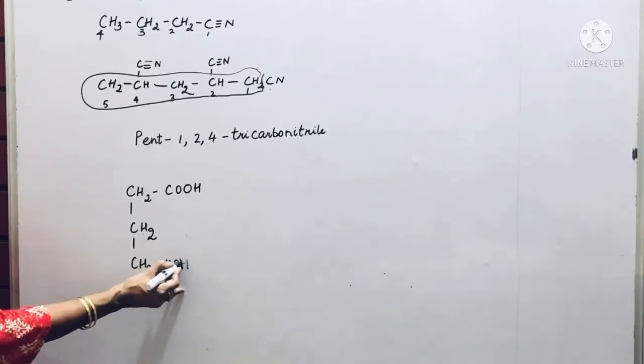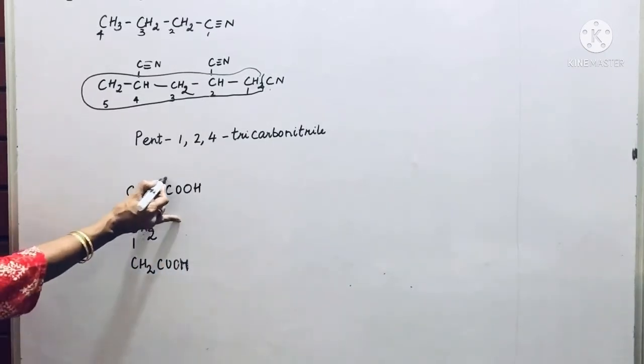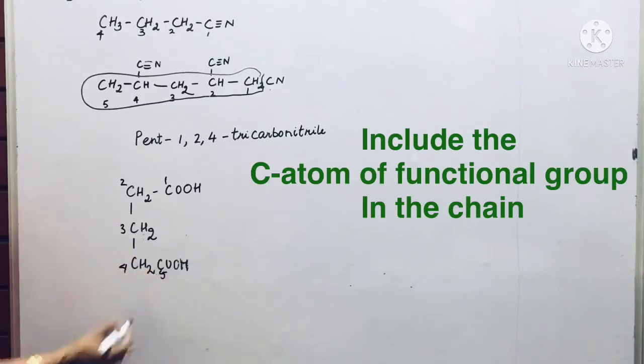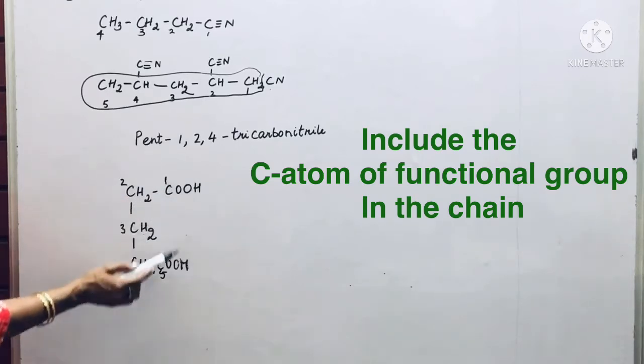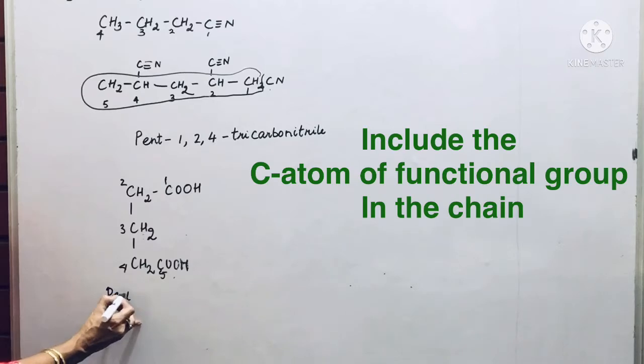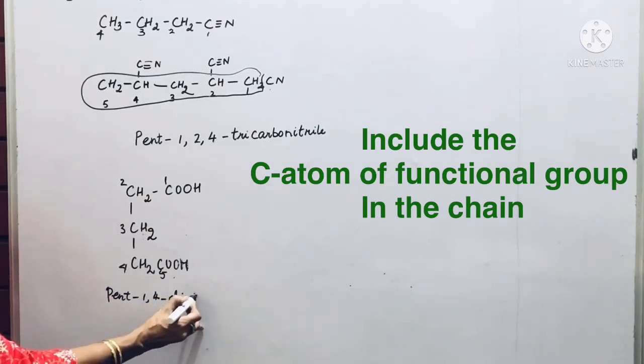Like in this case, here there are 2 COOH attached. In that case, I will count from here 1, 2, 3, 4 and 5 carbon atoms in this chain. So it is pent. At place 1 and 4 are oic acid. So I'll say pent-1,4-dioic acid.